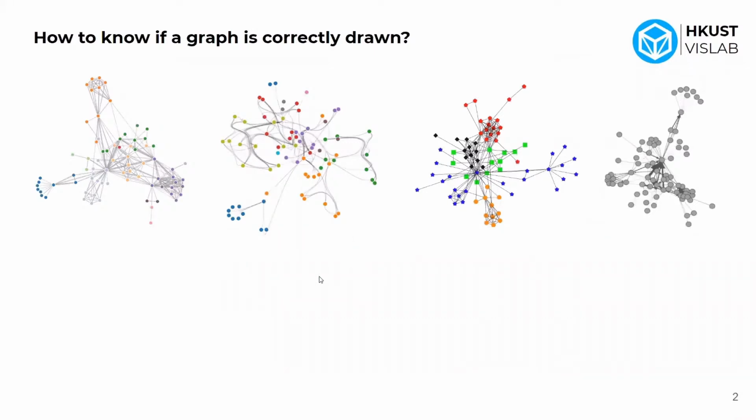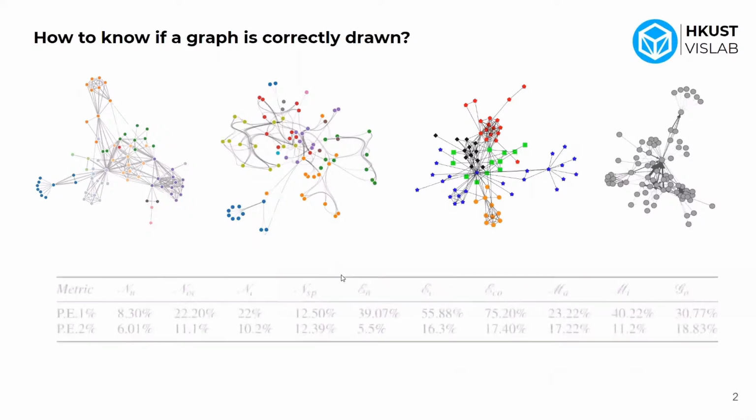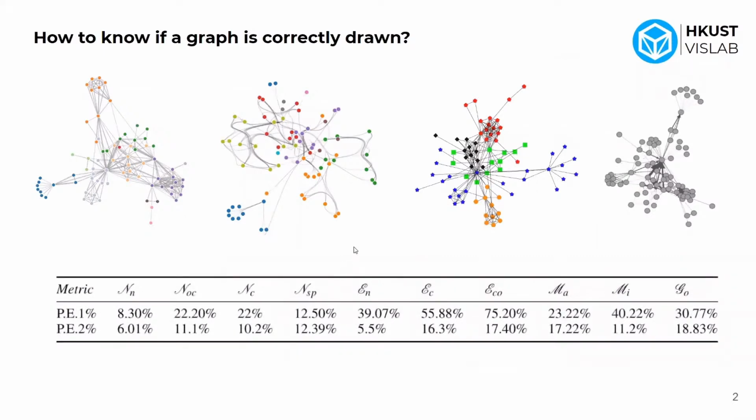How to know if a graph is correctly drawn? Are all the aesthetic properties preserved? To answer these questions, we currently use quantitative methods that require graph structure and are computationally expensive. We propose a new method to directly compute these metrics from graph layout images using convolutional neural networks. Below are the results. To know more about our approach, please attend our talk.